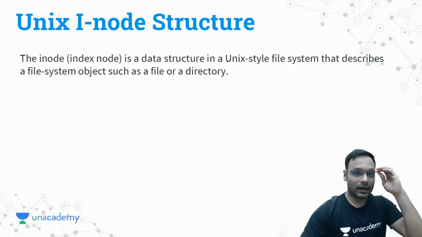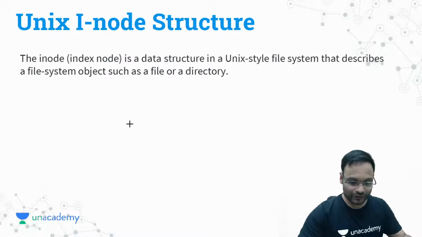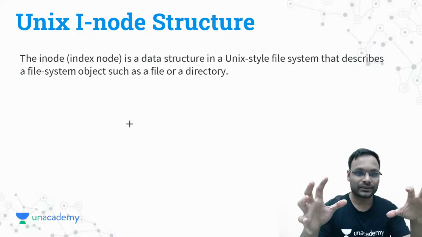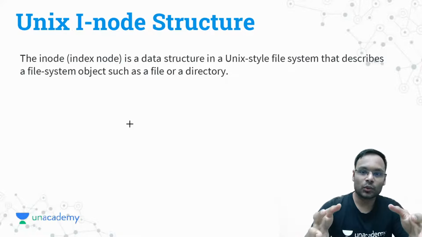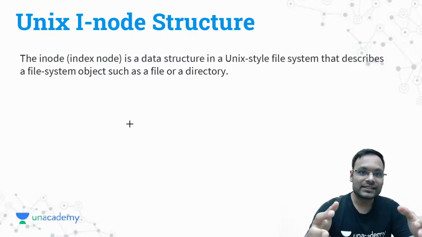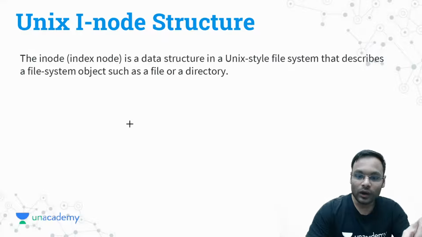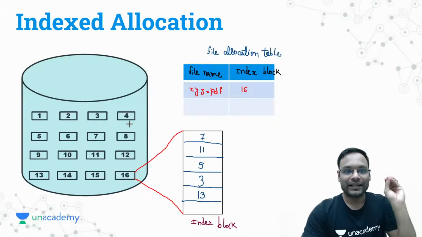Okay, let's move ahead. The Unix inode. That structure we also need to study, not much. What is an inode? Inode is nothing but an index node, a data structure which a Unix style file system stores. Why do they store it? Just to have such kind of indexing.